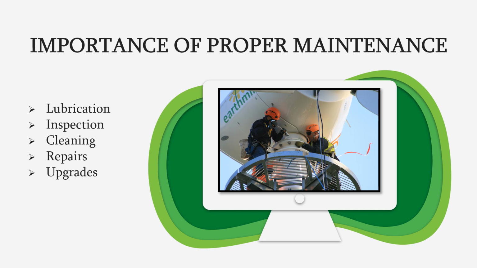Proper maintenance of wind turbines involves various procedures, which include lubrication. Wind turbines have many moving parts that require lubrication to prevent wear and tear. Lubrication helps to reduce friction and heat buildup, which can cause parts to wear out prematurely. Regular lubrication of bearings, gears, and other moving components is crucial to ensure that the turbine operates smoothly.